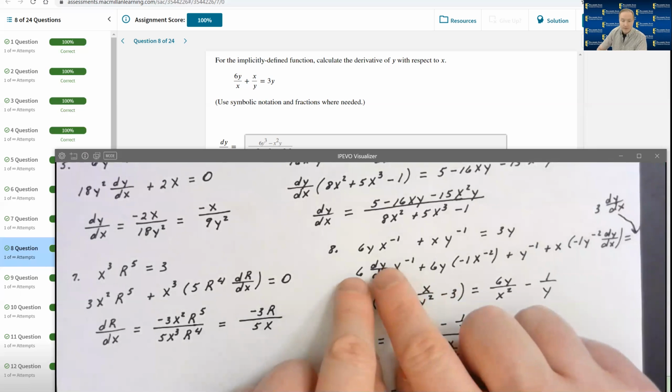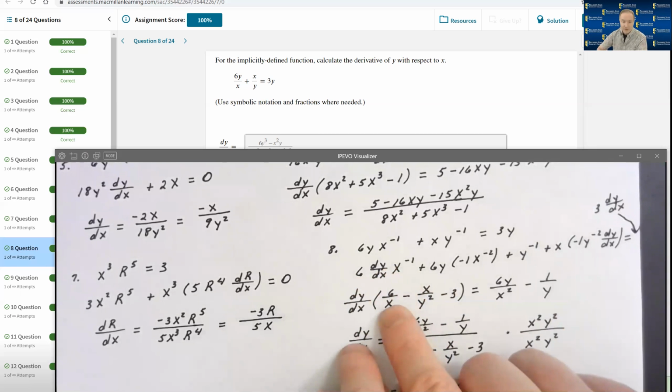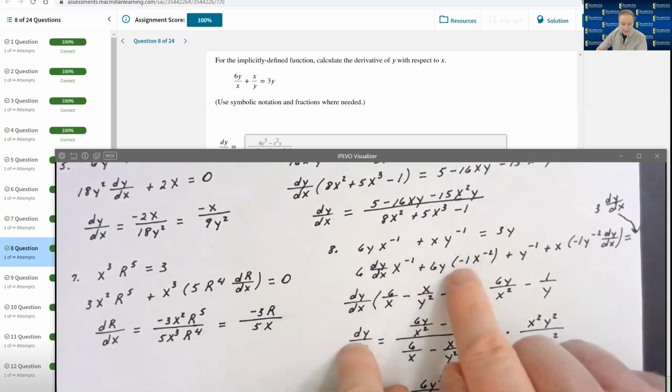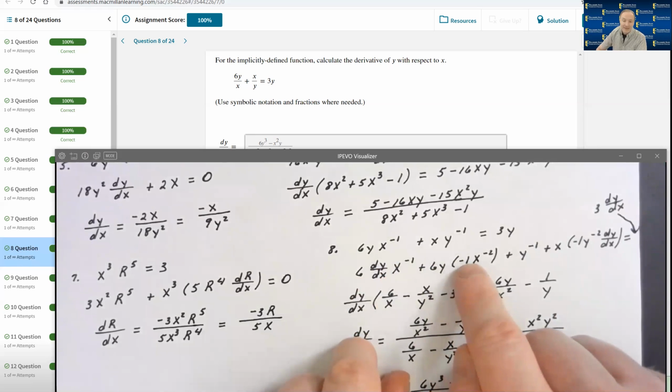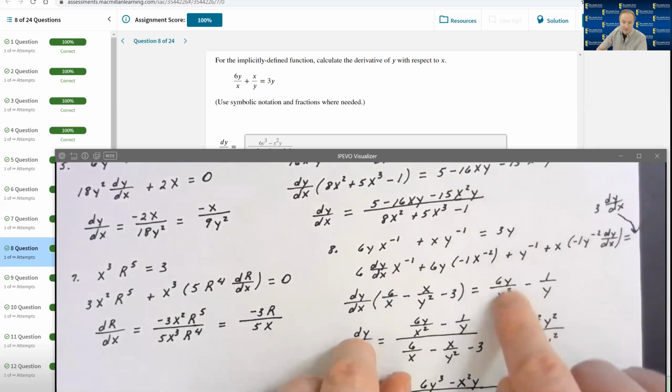Oh, I'm sorry. That term had a dy/dx. This term doesn't have a dy/dx, so it needs to be moved to the right-hand side. It would be negative 6y over x squared on the left. That's why it is positive 6y over x squared on the right.